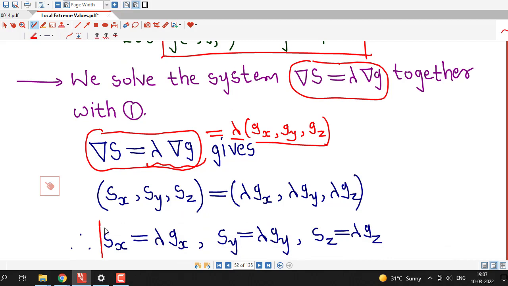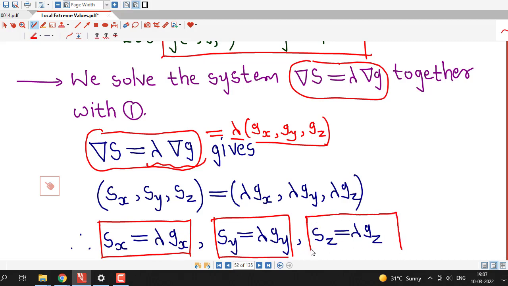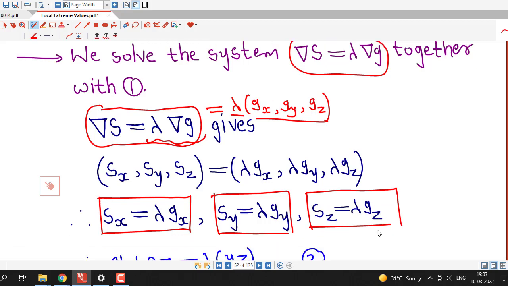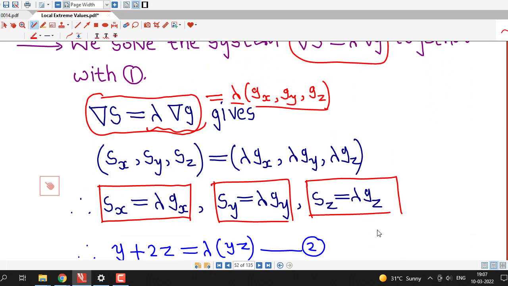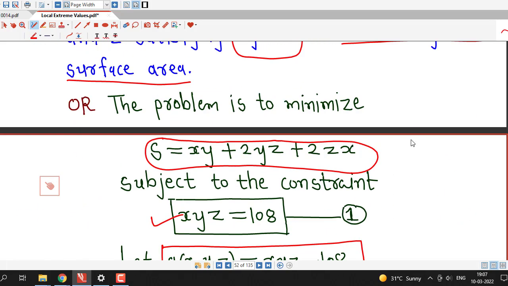Therefore del S by del x is lambda times del g by del x, del S by del y equal to lambda times del g by del y, and del S by del z equal to lambda times del g by del z. Now we first find out partial derivatives of S with respect to x, y, z. Del S by del x will be equal to derivative of xy with respect to x is y, this is 0, plus 2z.